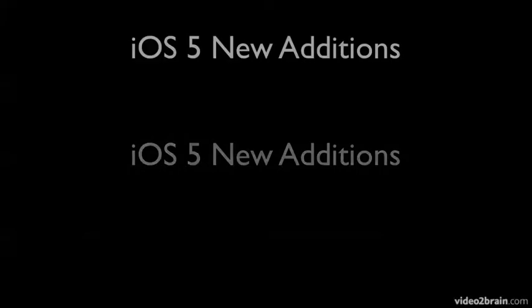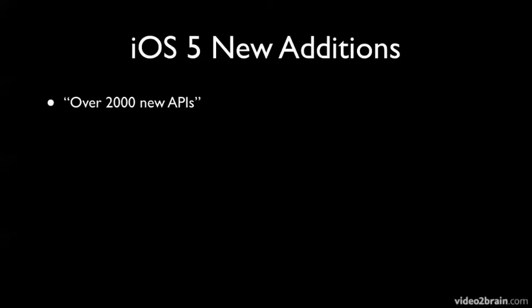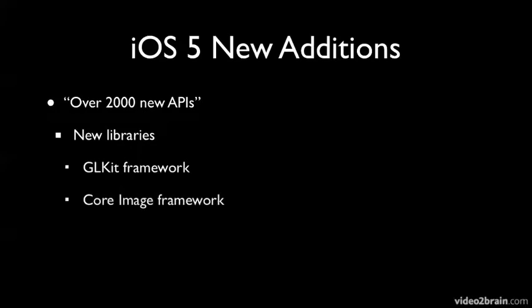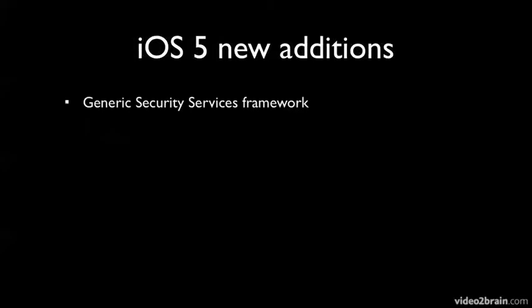Now let's take a look at those iOS 5 new additions. We have over 2,000 new APIs. What does this really mean? It means we have some new libraries, and we have many additions to existing libraries, many new functions or methods that have been added. We have new libraries such as GLKit Framework. We have the Core Image Framework, Twitter Framework, and the Accounts Framework. We also have a generic security services framework. We have Core Bluetooth, and we have the iCloud storage APIs.